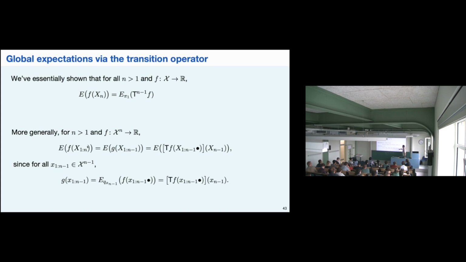Right, so that's what I've written here. And this means that we can rewrite this equation as follows, where I'm using the transition operator. So this thing here is a function of the first n-1 states. That's the important thing. And I can use my transition operator to turn a function of the first n states into a function of the first n-1 states.